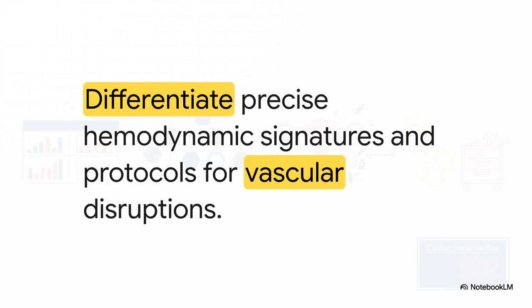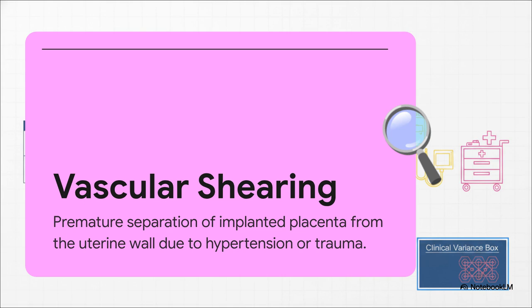Right off the bat, here is your high-yield directive. To absolutely master these catastrophic scenarios, you've got to be able to differentiate the precise hemodynamic signatures of vascular versus mechanical disruptions in the pregnant patient. We're looking at absolute management protocols here, where even a second of hesitation results in maternal and fetal mortality. Let's kick off with Module 1, placental abruption.